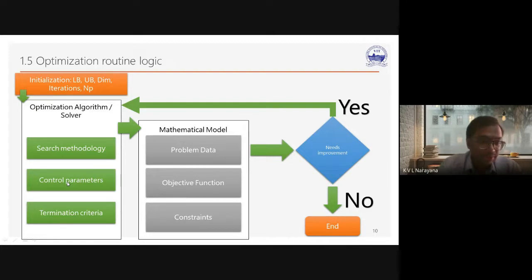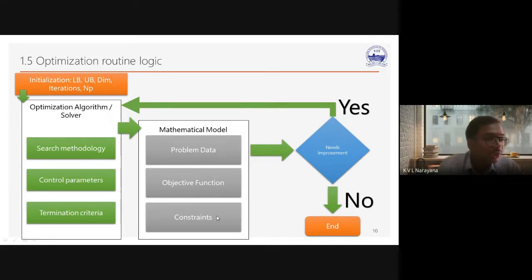And control parameters: there are different tuning parameters or control parameters to be selected, based on which we get the solutions. And the termination criteria may be the number of iterations we can select, and the value of the error can also be selected as a termination criteria. So this all happens through some mathematical model of the problem. The mathematical model can be formulated based on the data and constraints. So by using the problem data and constraints, we formulate the objective function.